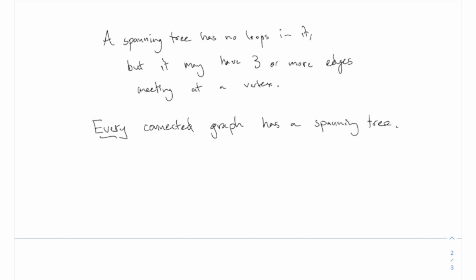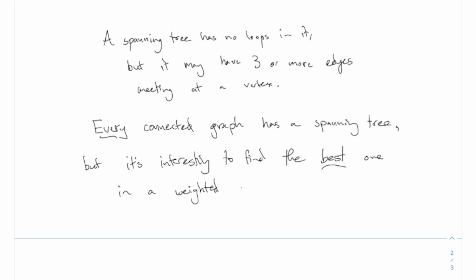What is interesting to talk about, and this is what I want to spend our time today and tomorrow talking about: every connected graph has a spanning tree, but it's interesting to find the best spanning tree, the best one, in a weighted graph. Remember, a weighted graph is a graph where the edges all have numbers on them representing distances or costs or whatever, and you want to minimize the total weights.